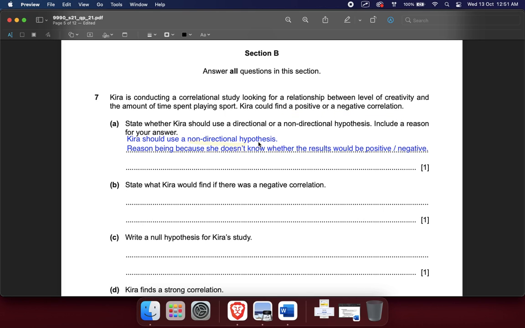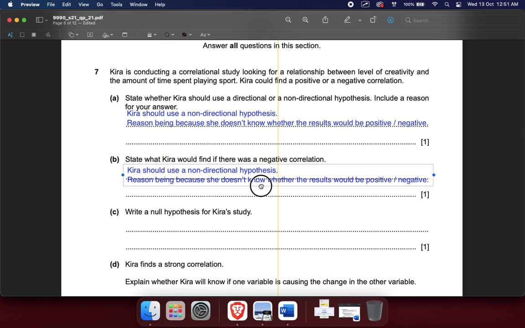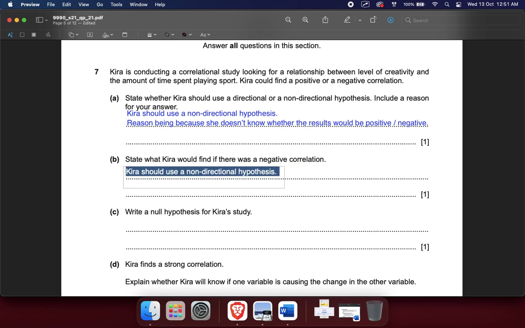Because you don't know. So it's better to just say you don't know which direction it's going to go. State what Kira would find if there was a negative correlation. Okay, so correlation, again, two things having a relationship. There's positive and there's negative, right? What does negative and positive refer to?